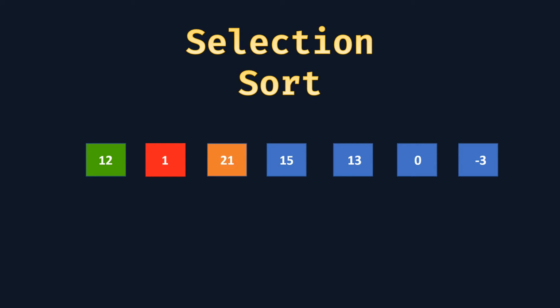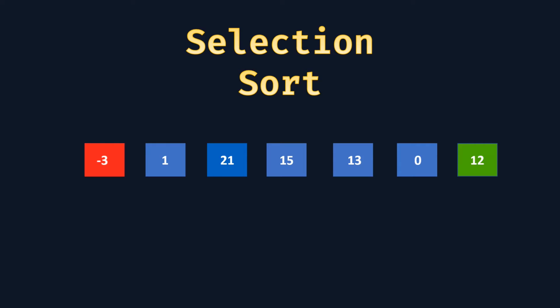And then we move to 21, and as we know 21 is not less than 1, so we will move ahead. And then 15 is also greater than 1, so we will not change the minimum. Then next, 13 is still greater than 1. Then 0 is less than 1, so we will change the minimum to 0, and we move to minus 3. And then we know minus 3 is smaller than 0, so again we update the minimum as minus 3, and then we swap it with the first element. So this is the first iteration.